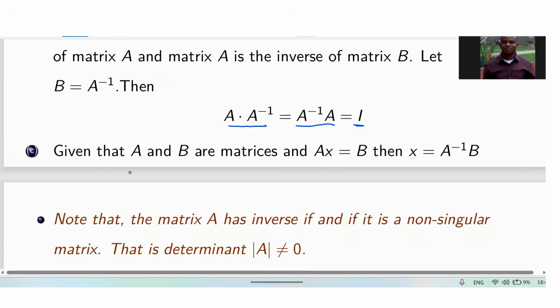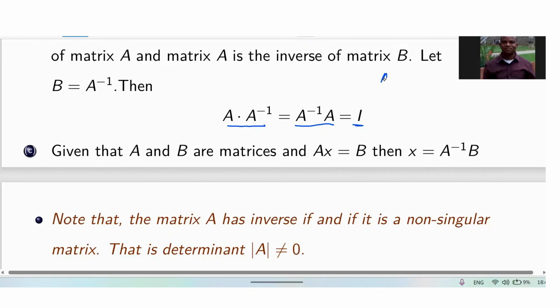This property is very useful because we can apply it in the following way. Part C says that if A and B are two matrices and A times X is equal to B, then X is equal to A inverse times B. We can demonstrate this in this way.